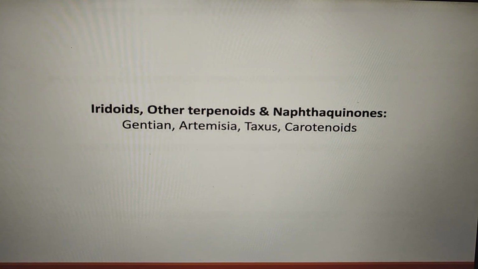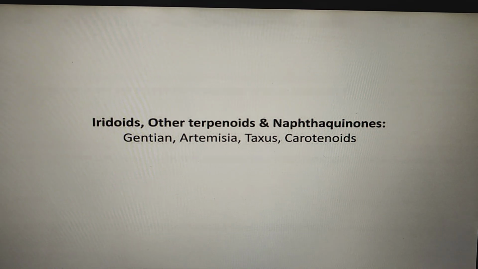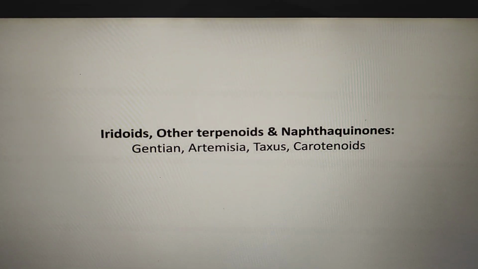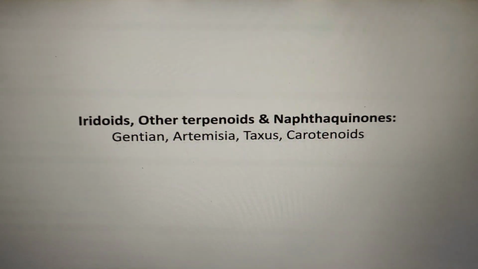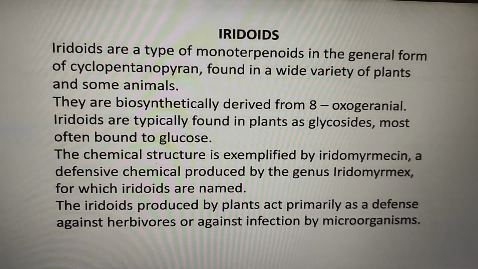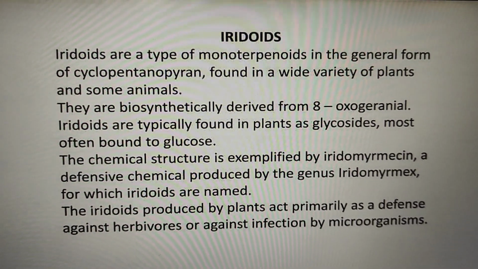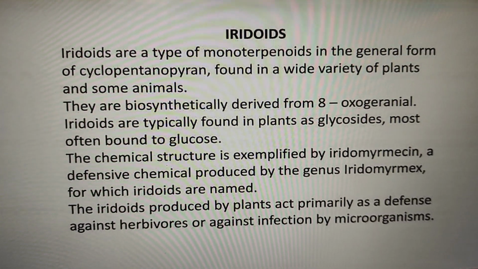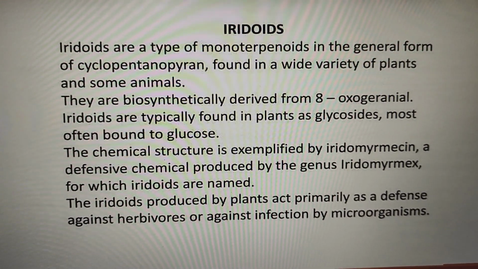So today we are going to discuss Pharmacognosy Phytochemistry 2, Unit 2, in that iridoids, other terpenoids and naphthoquinones. So first, that is iridoids. Chemically it is a monoterpenoid. In general form it is a cyclopentanopyran, which is found in plants and in some animals.